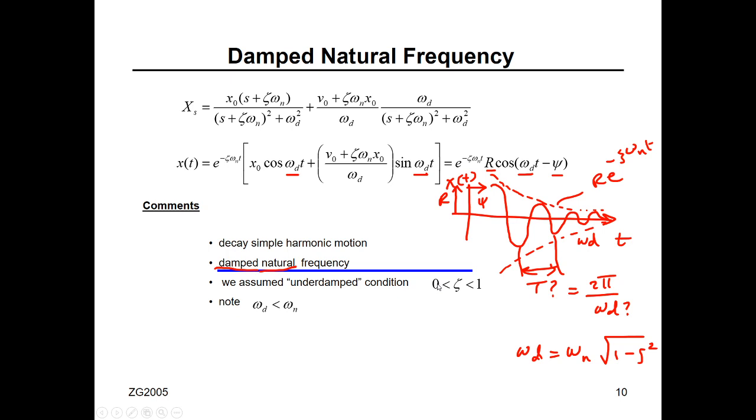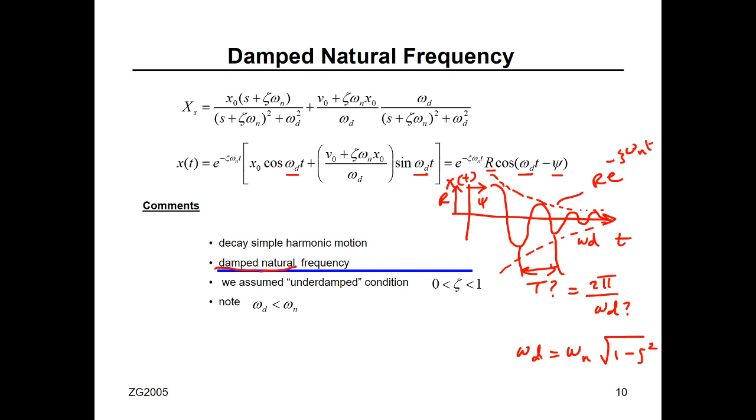We will talk more about this analysis, inshallah, later in chapter 8. Also note that omega d is always less than omega n. How do I know this? Mathematically, omega d is always a fraction of omega n because zeta is usually less than 1. So omega d is always less than omega n. Okay? All right?